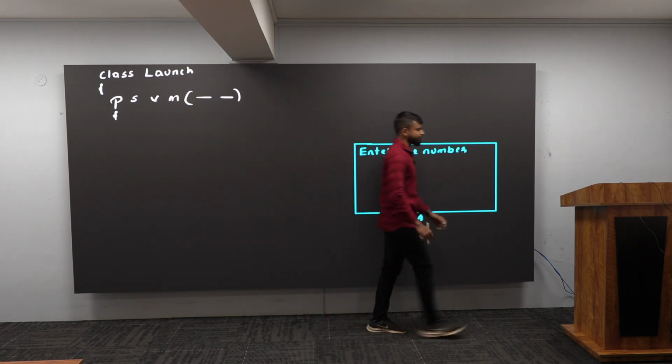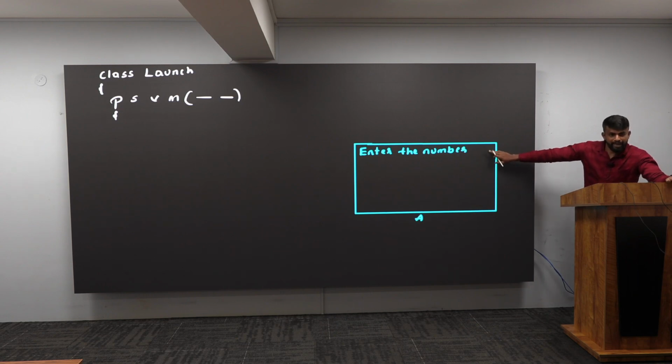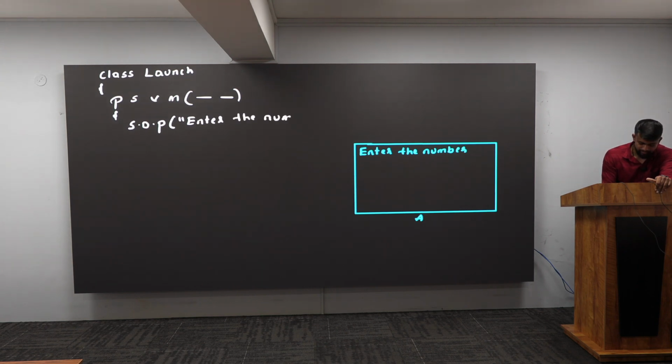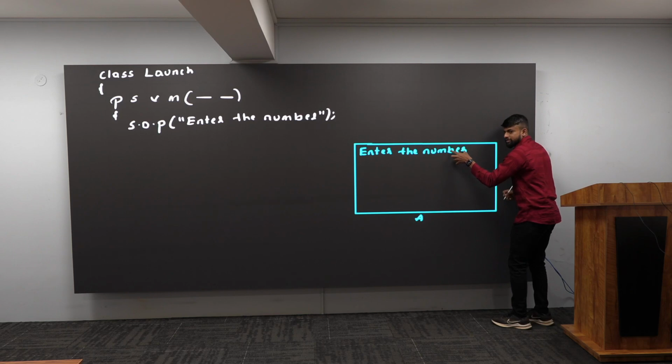How you will do it, sir? Watch it. What I want now? Enter the number. I want it on my screen. That is why in my program, I will print something. System.out.println. What is that? Enter the number. Very good. When that executes, this is what I will get.